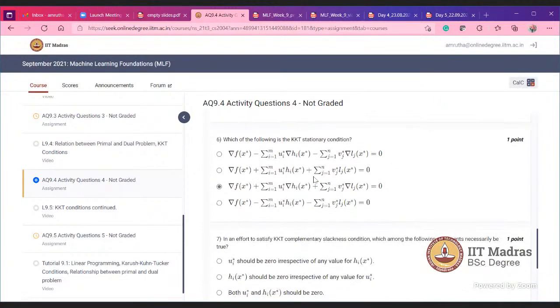And for the last one, which of the following is the KKT stationarity condition? Here also option C is the correct answer. Previously it was given as 2, so we will resolve it.